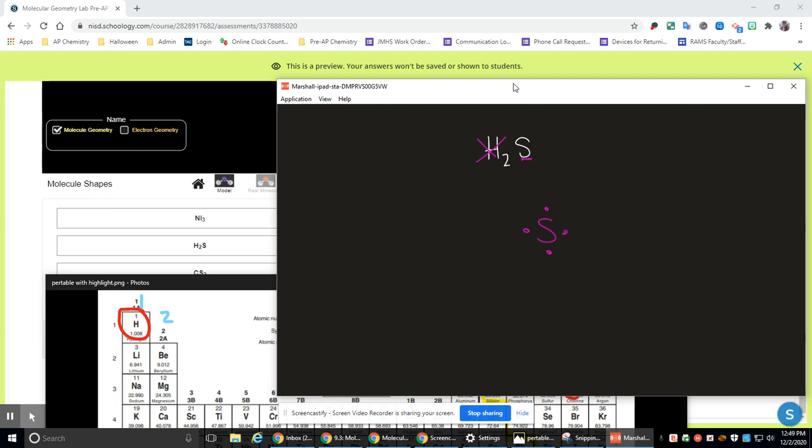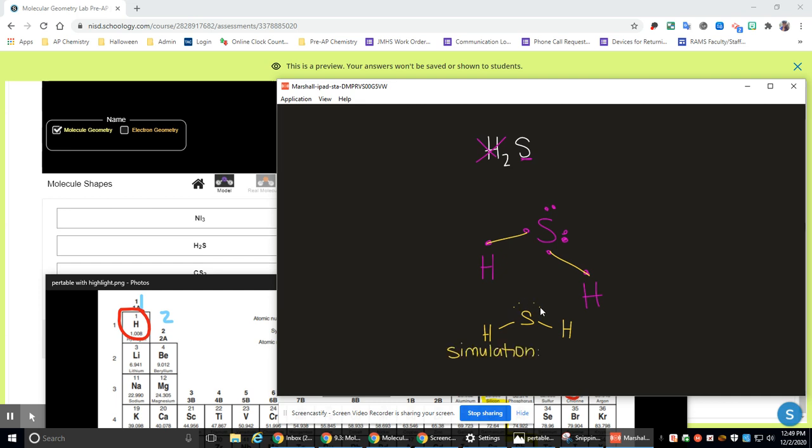So 1, 2, 3, 4, 5, 6. We're going to draw in our 2 hydrogens with 1 valence electron each. And now we're going to connect those single electrons like we've done already. So we could redraw this to be a little bit prettier, to have our hydrogens at a diagonal from the sulfur, and we have our 2 lone pairs on top.